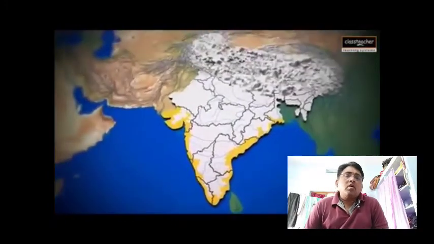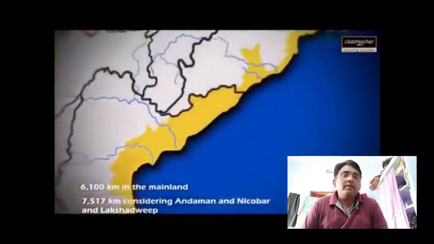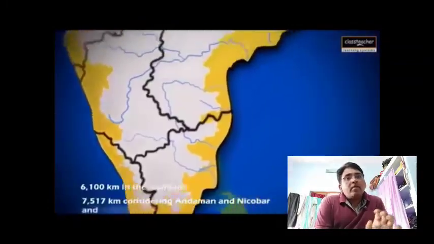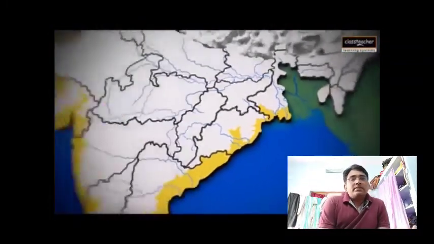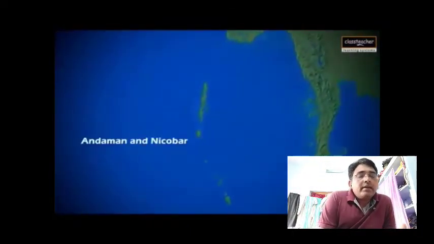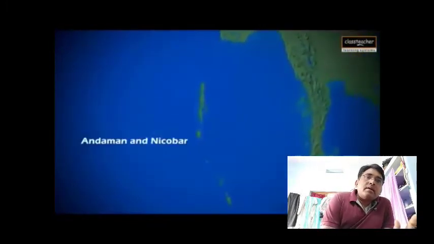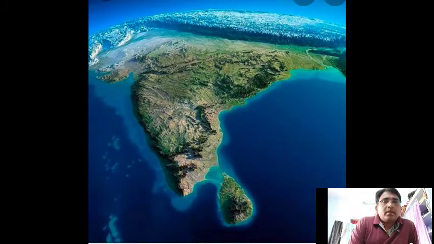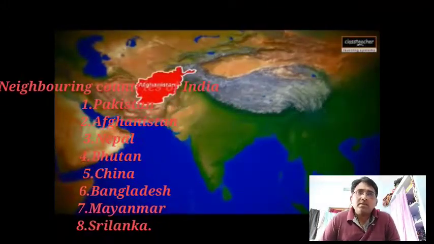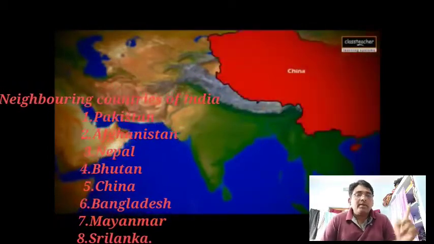India has a long coastal region, thus providing 6,100 kilometers on the mainland, not including islands. India's total coastline is about 7,516 kilometers. The Andaman and Nicobar Islands are located in the Bay of Bengal and Lakshadweep is located in the Arabian Sea. The neighboring countries of India are Pakistan, Afghanistan, Nepal, Bhutan, China, Bangladesh, Myanmar, and Sri Lanka.